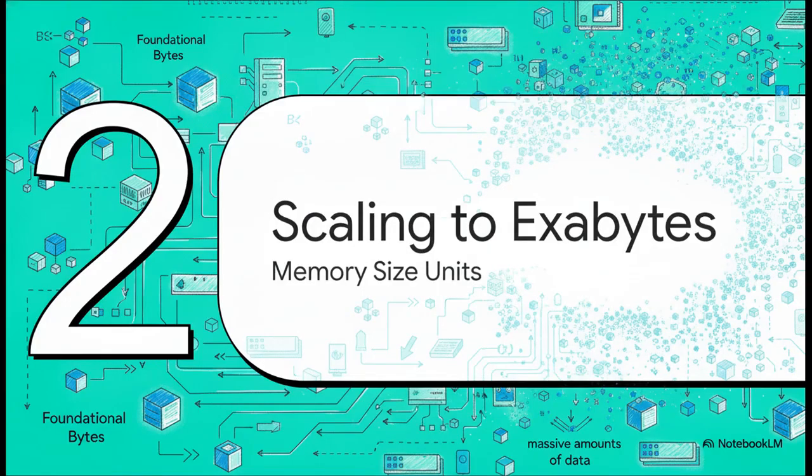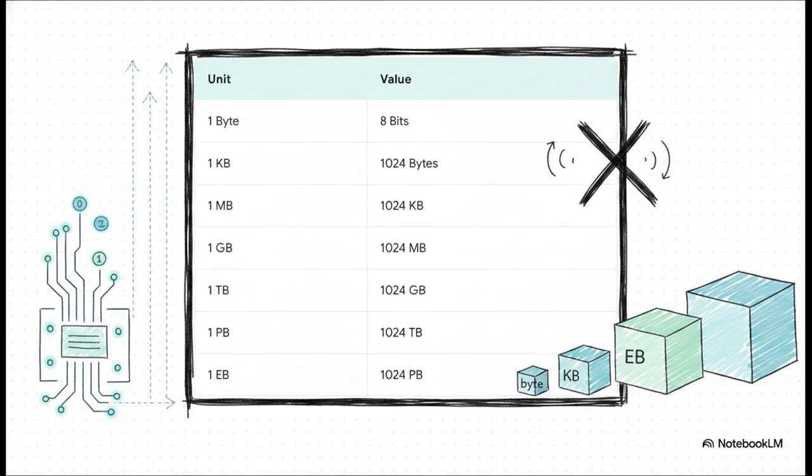Moving right along to Section 2, scaling up to exabytes and navigating memory size units. Okay, take a close look at the math here. Once we establish that 1 byte equals 8 bits, every single step up the ladder from there multiplies the previous unit by exactly 1024. So 1 kilobyte is 1024 bytes. 1 megabyte, 1024 kilobytes. 1 gigabyte is 1024 megabytes. This exact same multiplication just keeps going, carrying us all the way through terabytes, petabytes, and finally up to those massive exabytes. It's kind of like a giant digital Russian nesting doll.